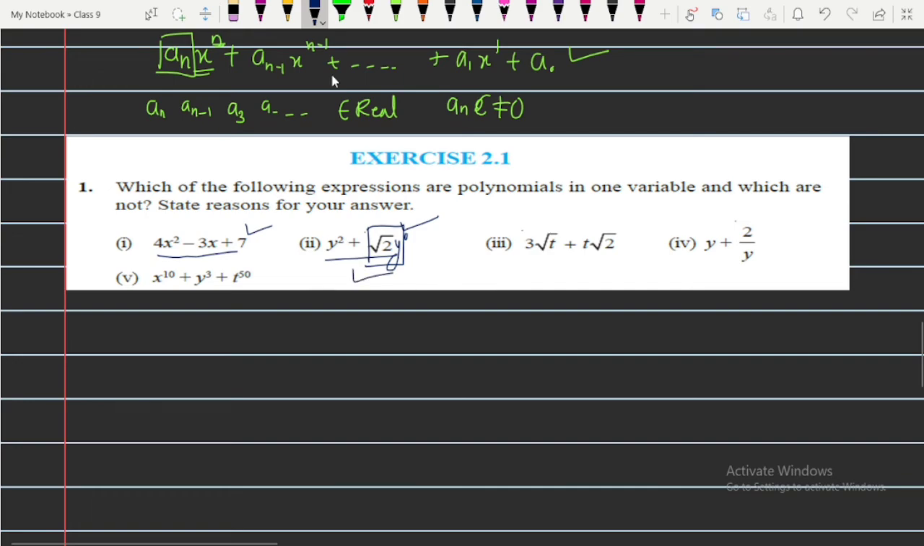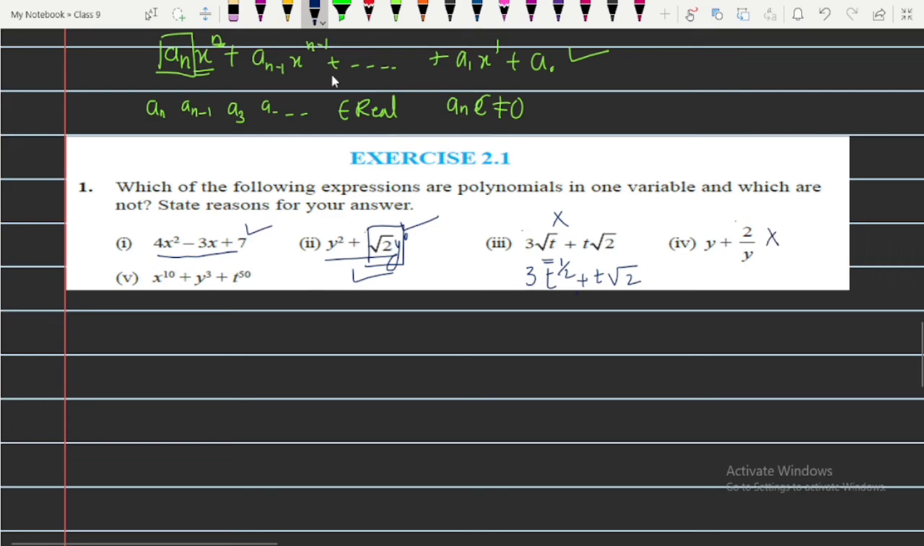Okay, next one, here the variable is t. Yes, but when you write this one in another way, t raised to 1 upon 2 it will become, then this one is t root 2. So here the power of the variable is half, therefore it is not a polynomial. Okay, next one, y plus 2 upon y, it is also not a polynomial.